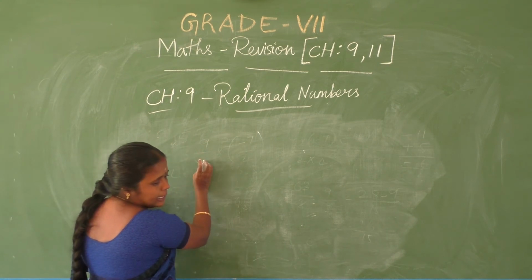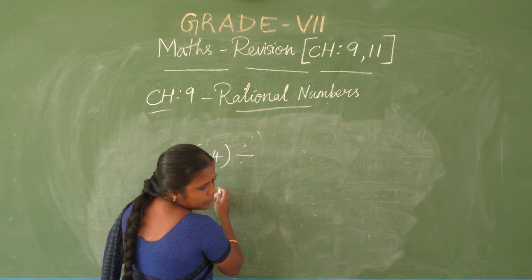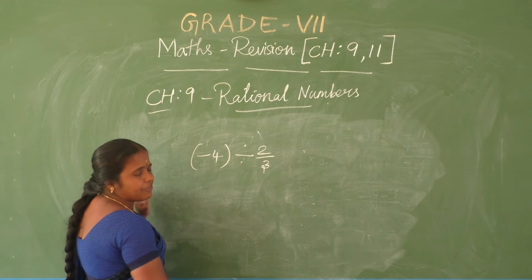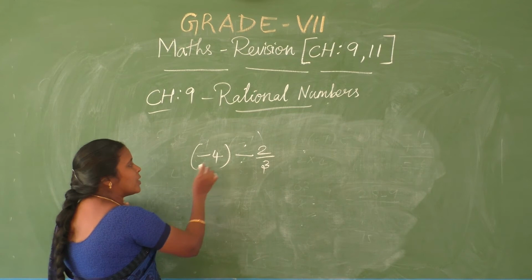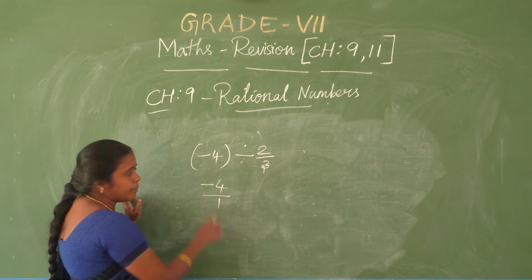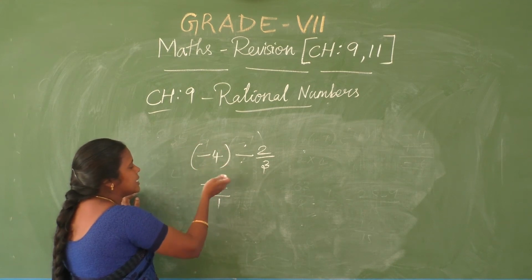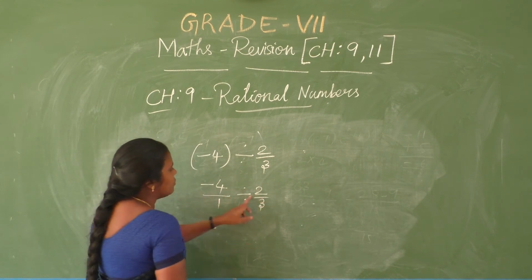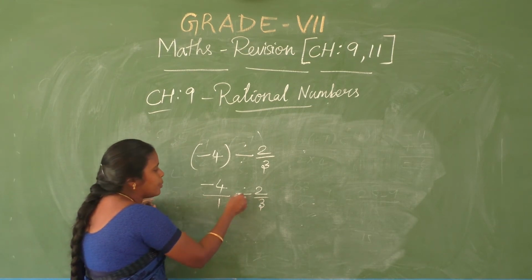Divide. How to divide any rational number by another? Minus 4 divided by 2 by 3. Actually minus 4 is an integer, 2 by 3 is a fraction. Anyhow we have to divide. What to do? Both are different categories, no? So for making them equal, write the integer as a fraction, minus 4 by 1. By putting 1 in the denominator, we can make this integer a rational. Clear? Divided by 2 by 3. Now it is the division of two fractions, nothing but two rationals. What to do? There is a procedure.